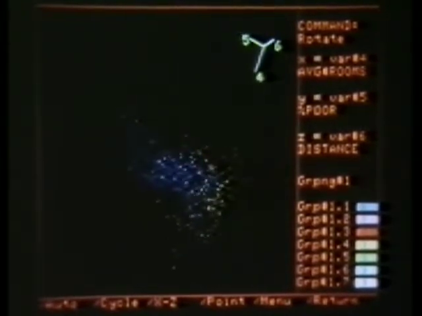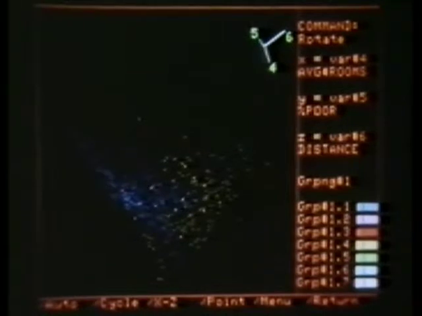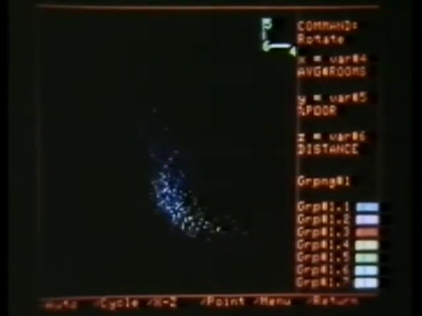The yellow suburban tracts dominate a corner that has high values of distance, moderate values of average number of rooms, and a low value of percent poor. The third corner contains a mix of the 3 groups. It corresponds to high values of average number of rooms, low values of percent poor and distance.